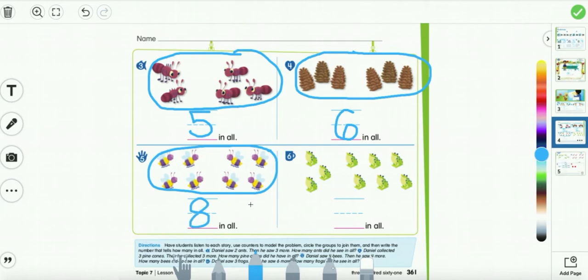Number 6. Daniel saw 3 frogs. Then he saw 6 more. How many frogs did he see in all? We're going to join them together to figure out the answer. Let's count. 1, 2, 3, 4, 5, 6, 7, 8, 9. Daniel saw 9 frogs in all.